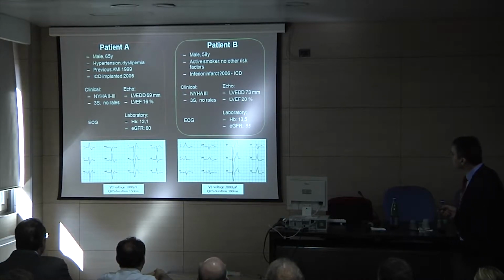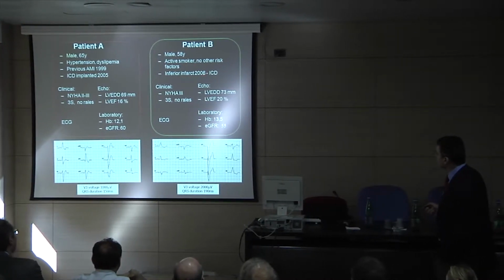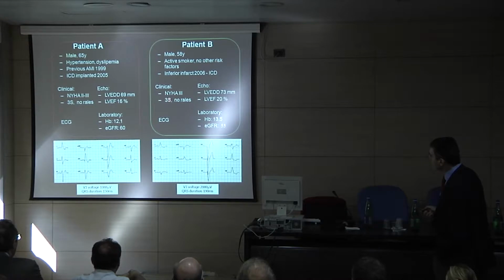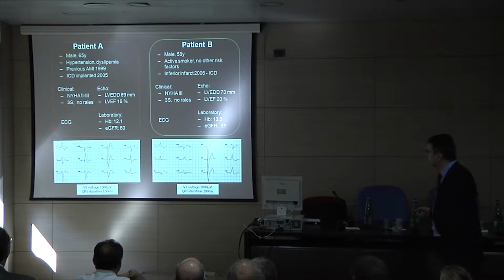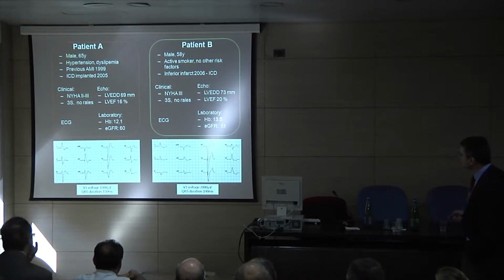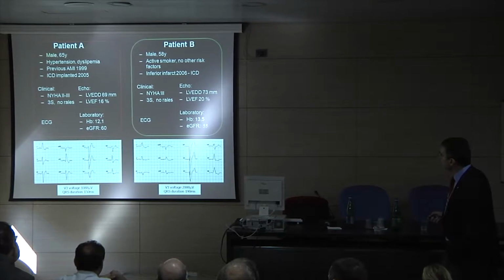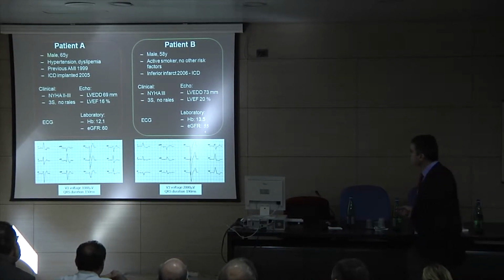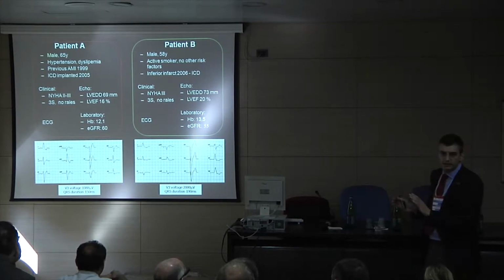This is another patient, number B. 58, smoker, inferior infarct in 2006, ICD implanted, class 3, third heart sound, no rales, 73 millimeters in left ventricular end-diastolic diameter, ejection fraction 20%, ECG as you can see here. Let me summarize for you. It's a sinus rhythm with left bundle branch block, non-anemic, slightly renal dysfunction with an eGFR of 55. So this is what we get most of the times when we visit patients.